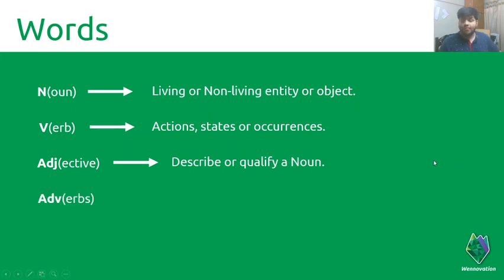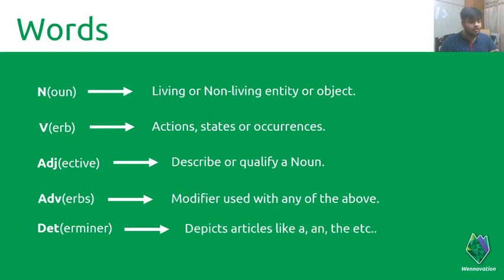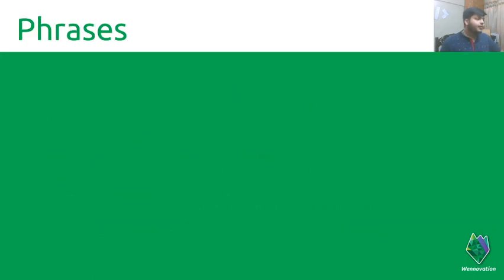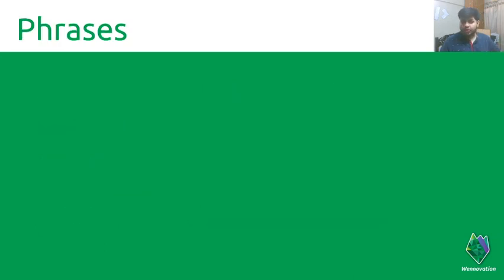Similarly, we have adverbs, which simply are used as a modifier with any of the above, such as an adjective, verb, or noun. And then we have a determiner. A word could be a determiner, which means it depicts an article like a, an, the, etc. Okay, and then if you form the words together, you get what are called phrases.